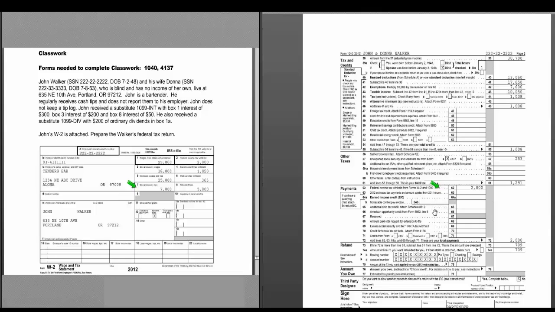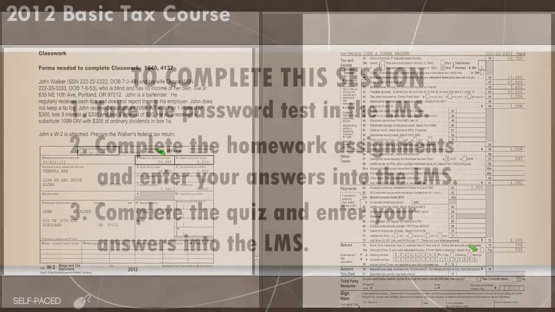Next line, 62, is the amount of taxes that were withheld from his wages. You find that in box 2 on the W-2, and so we've taken the $2,000, entered it there. No other tax or credits apply to this return, so we go ahead and bring that total down to line 72. Now we subtract the amount of tax, $1,291, from the amount that was withheld on the W-2, and we come up with $709 in a refund for the Walkers. And that is the end of the classwork review for session 3.